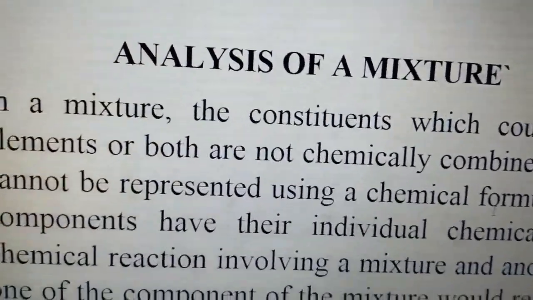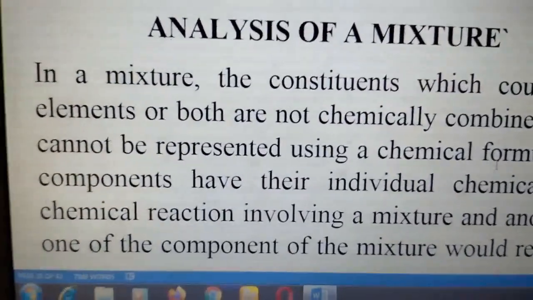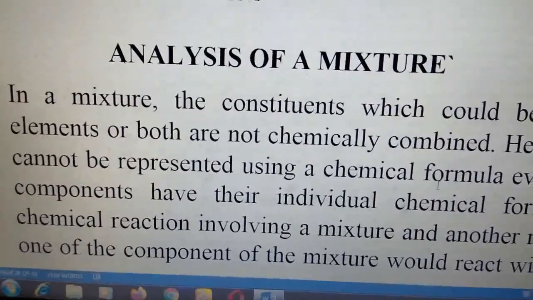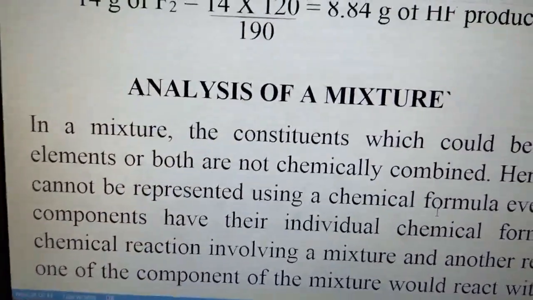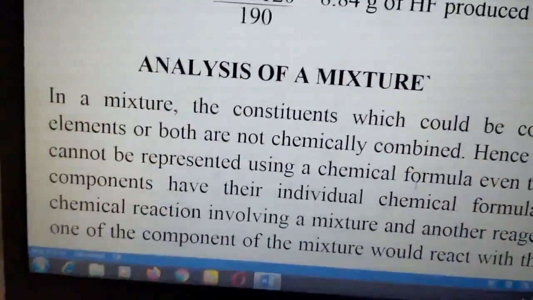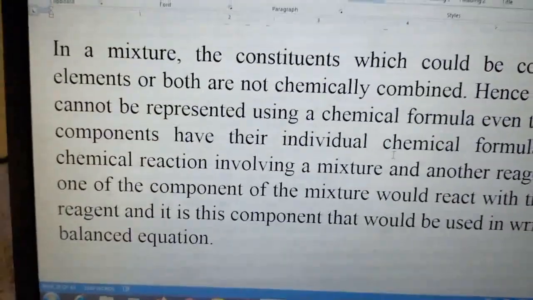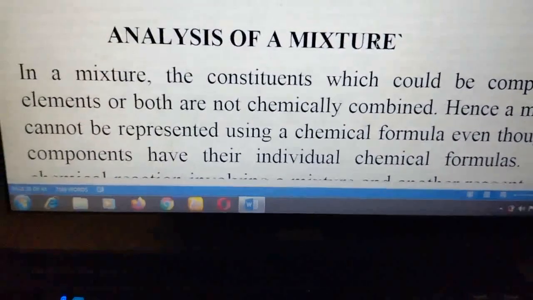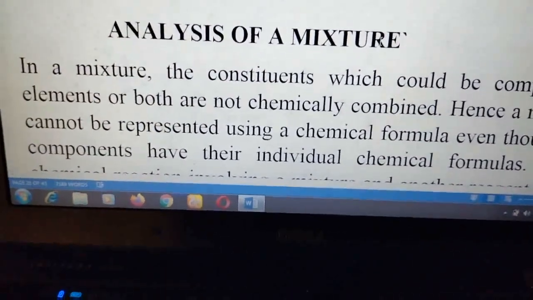So we'll now go to the next aspect, analysis of a mixture. In chemistry, a mixture is a substance formed when 2 or more substances are physically combined. A mixture has no chemical formula, but the components that make up a mixture have their individual formulas. You cannot represent a mixture with a chemical formula.